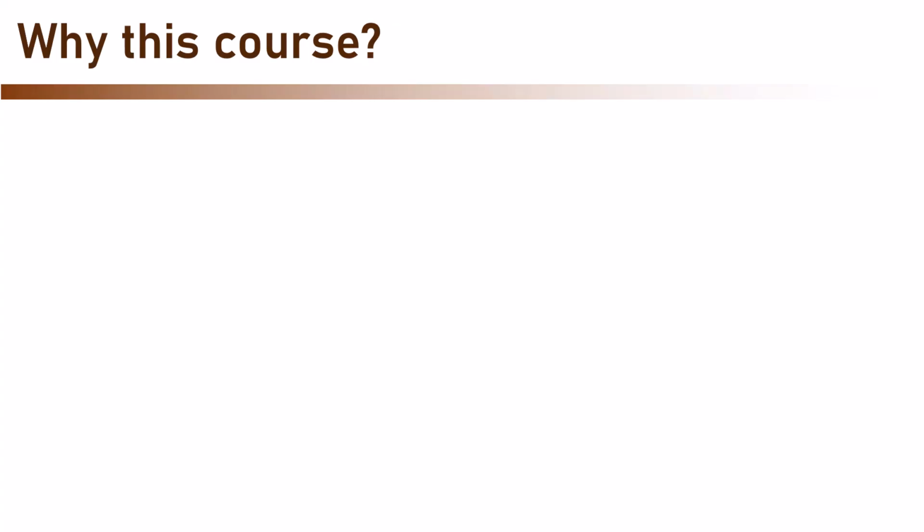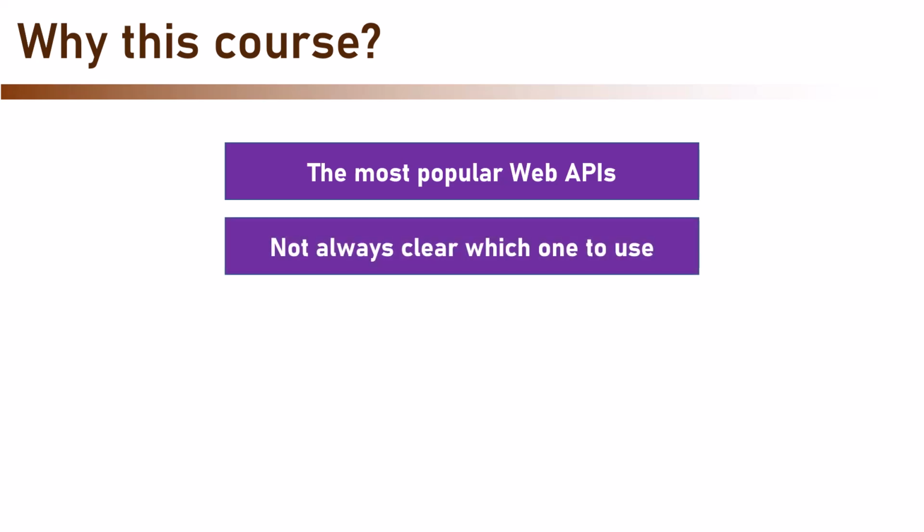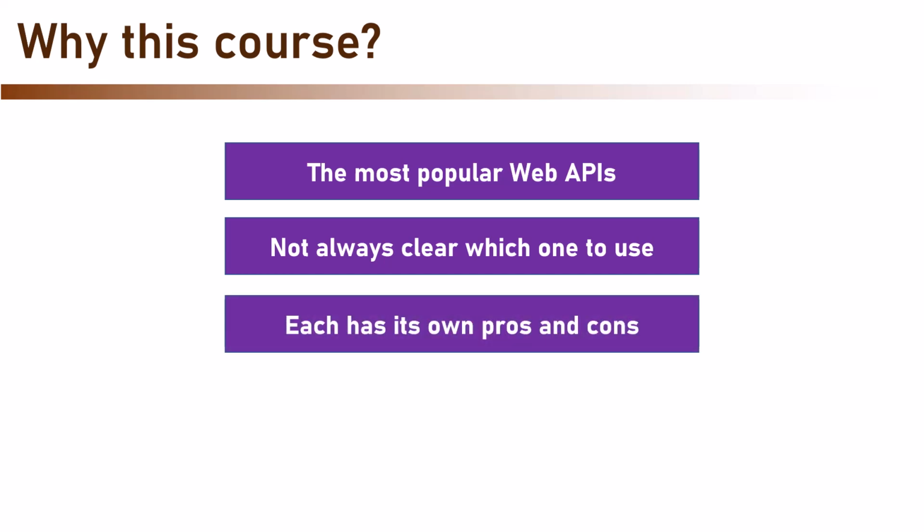Now, why did I create this course? Why do we need to compare these APIs? Well, first, these three APIs are the most popular web APIs in the industry right now, and you should be at least familiar with the major capabilities of them. Next, it's not always clear which one to use, and it's easy to get confused and make decisions based on non-relevant factors when selecting an API. Each API has its own pros and cons, and it's really important to be aware of them.